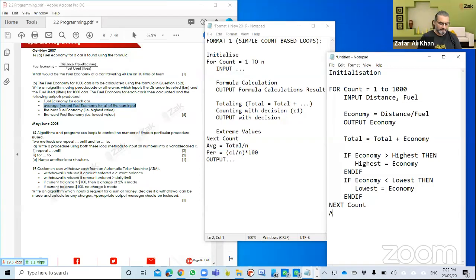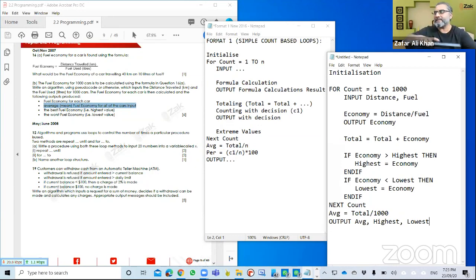Now average is equal to total divided by n, and what is n? 1000. And then we were not asked for percentage, so we will leave it. And then what will we output? It says average. First we will output the average that we have just calculated. Then it says the best fuel economy, so highest. And then it says lowest fuel economy. So this is the complete question.